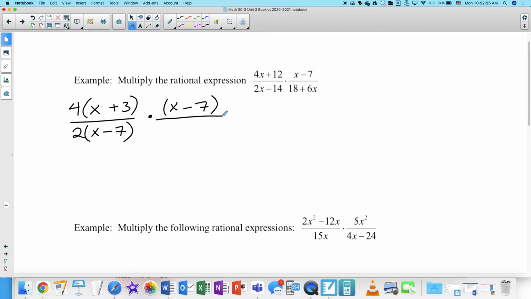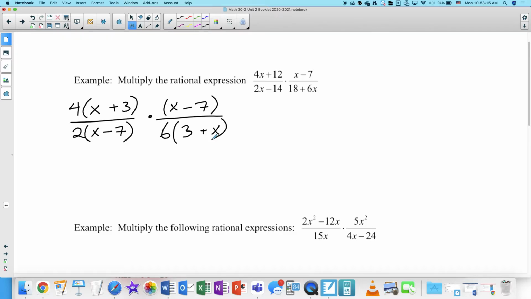Okay, and then in my denominator, can I factor that? Yes, I can take out a 6. So I can take out a 6, and then 6 times 3 is 18. 6 times x is 6x. Okay? All right, what now?